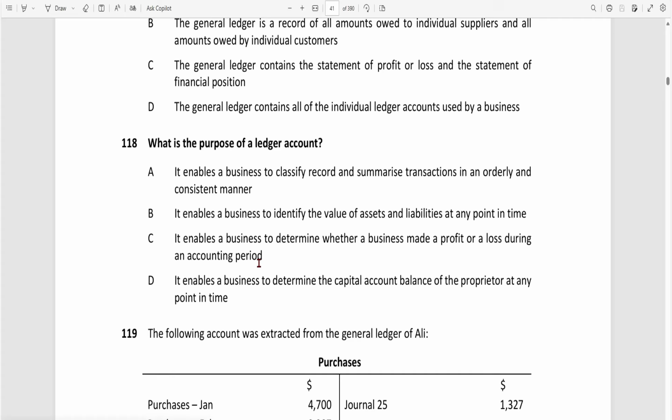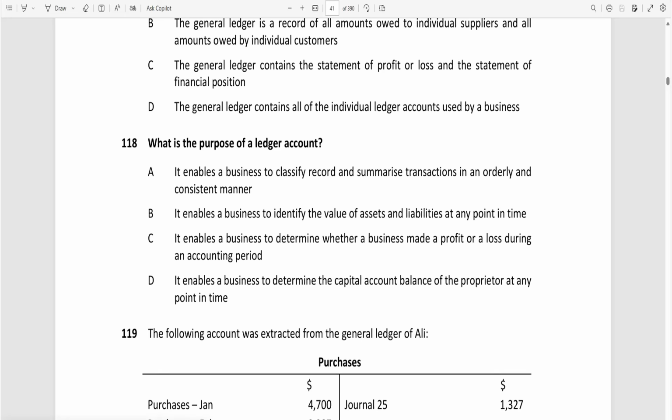Option D says it enables a business to determine the capital account balance of the proprietor at any point in time. Basically, the purpose of a ledger account is not to provide valuation or determine the capital account, right? However, the capital account is a part of the ledger, but its purpose is not solely to determine this balance. The main purpose of the ledger account is first of all to classify, record, and summarize, as well as organize the transactions in a systematic, or we can say consistent, manner. So option D is also incorrect.